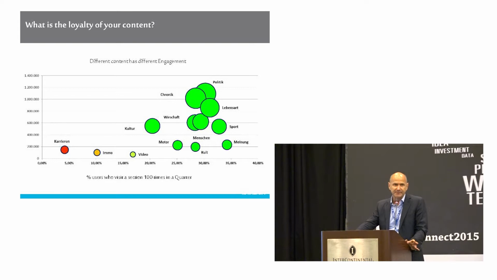So where you want to be is you want to be in the upper right-hand corner. So the content in the upper right-hand corner has the most repeat visits, the most Loyalty 100, meaning 100 visits in one quarter, and it has the most traffic, the most page views. And so this is one way to look at your content to decide, is that content valuable? Will people pay for it?